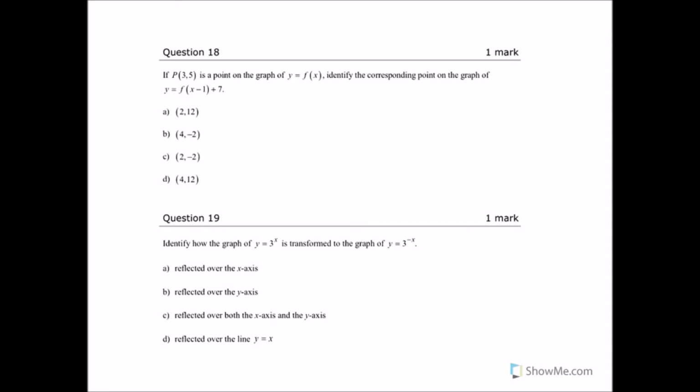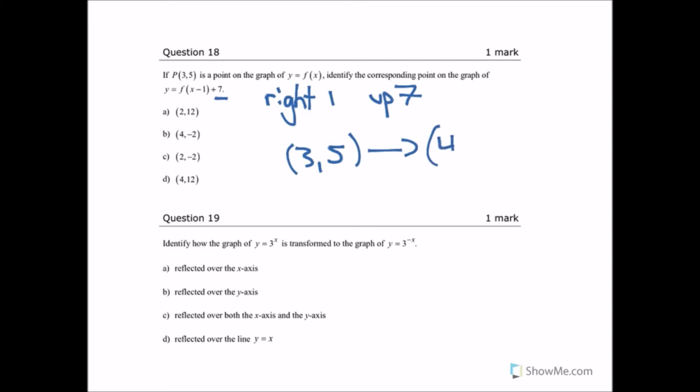Okay, second half of the exam, here we go. If the point (3, 5) is a point on the graph y equals f of x, identify the corresponding point on the graph of y equals... Okay, so we're looking for transformations. X minus 1 in the brackets means to the right 1, and up 7. So I'm going to add 1 to my x coordinate, so 3, 5, and add 7 to my y coordinate, so this becomes (4, 12).